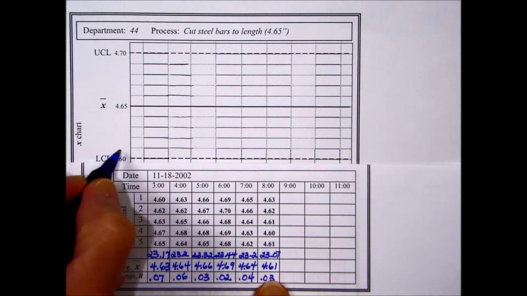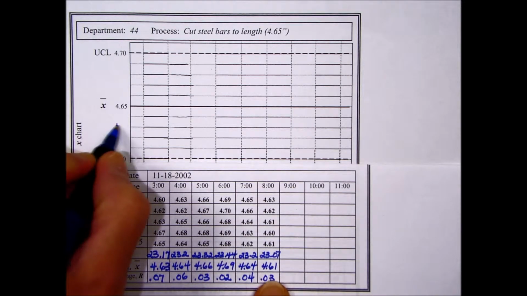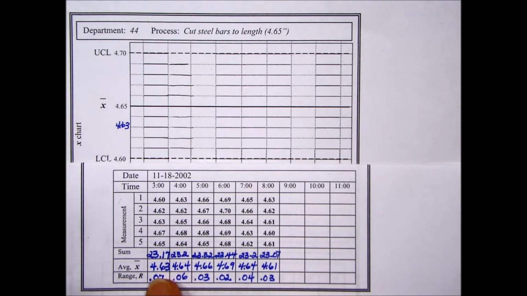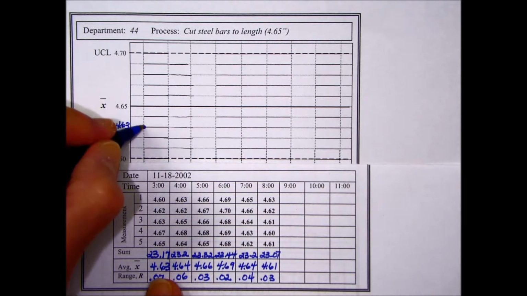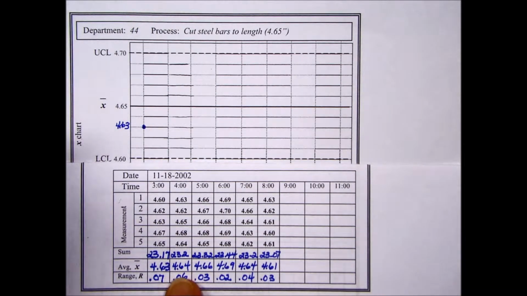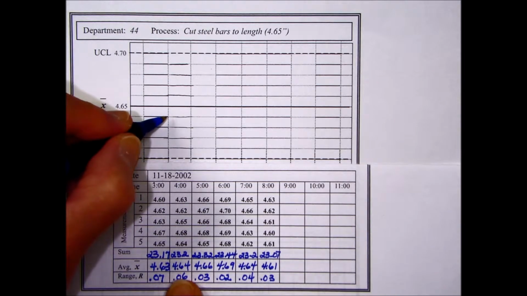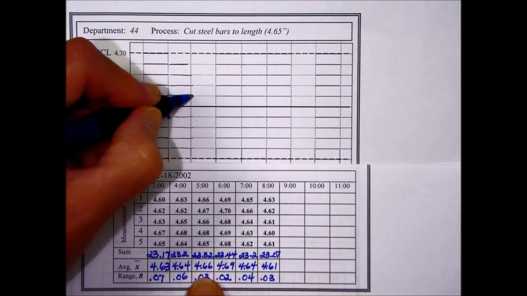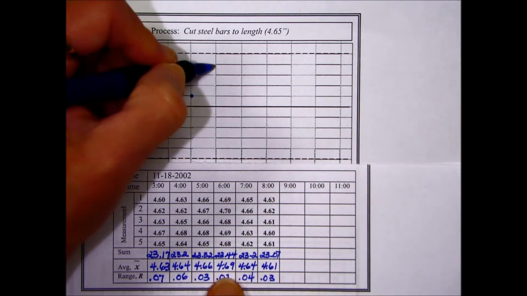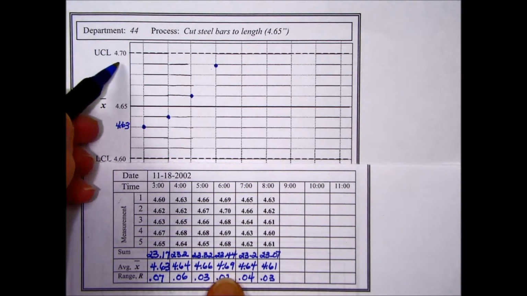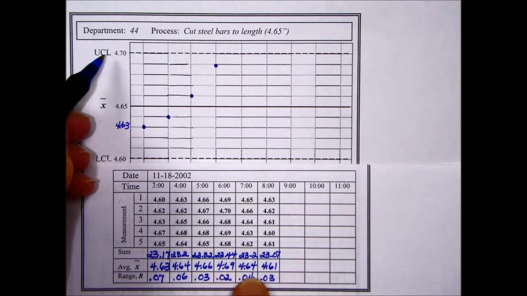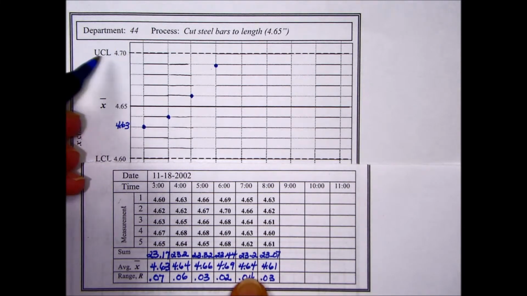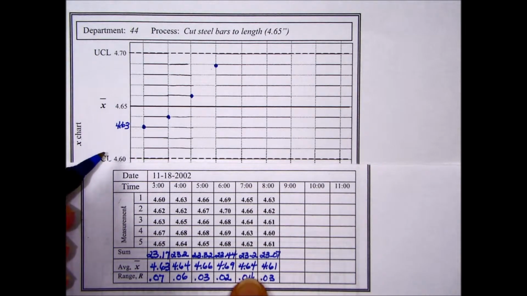We'd have 4.61, 62, 4.63, and continuing on up. So the first value is at 4.63. The next hour we had an average length of 4.64. We had 4.66, 4.69, one away from our upper control limit, where 99.7% of the data should be falling between the upper and the lower control limit.